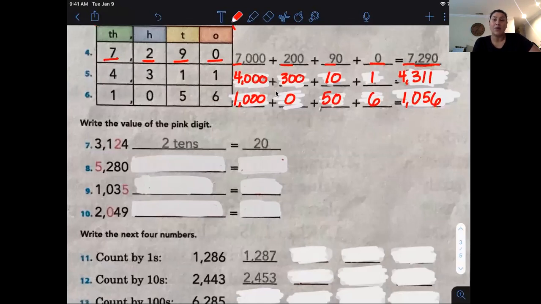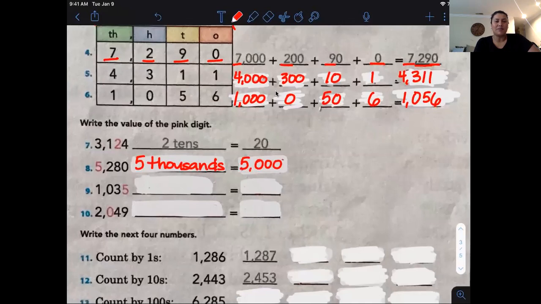Let's go ahead and look at number 8. 5,280. What number are we focusing on? The first one in the thousands room. Let's go ahead and write how many thousands? 5 thousands. There it is, 5 thousands. How would I write that out in standard form? 5 and 3 zeros. 5,000. Very good, friends. All right, make sure you're writing that down.